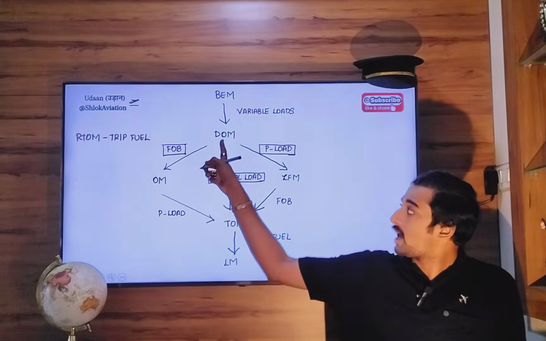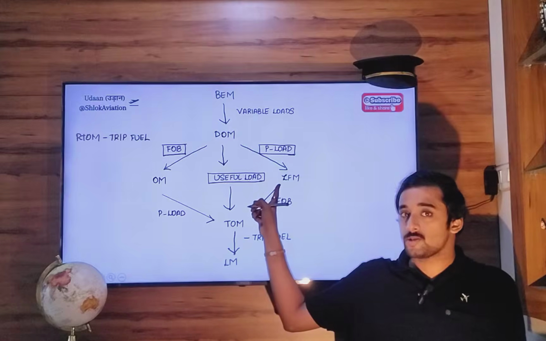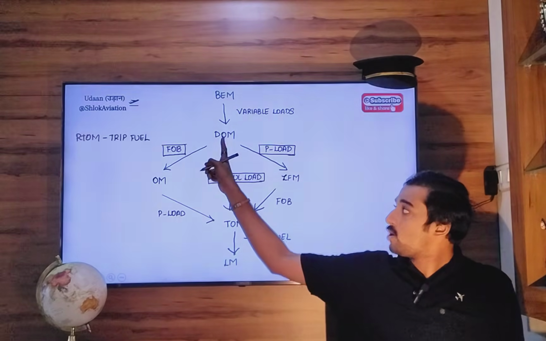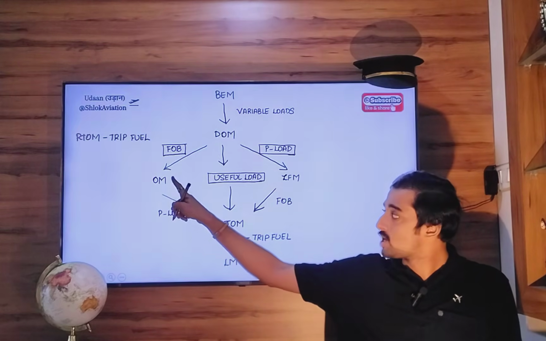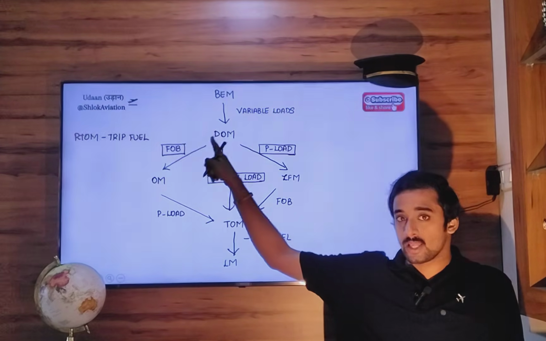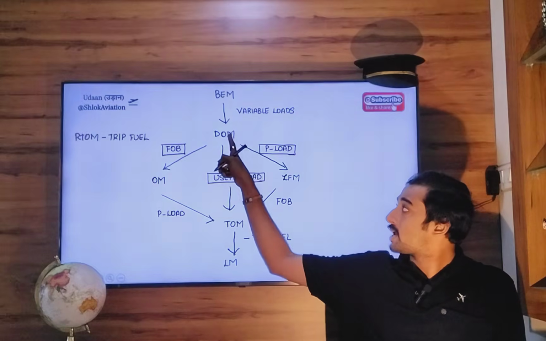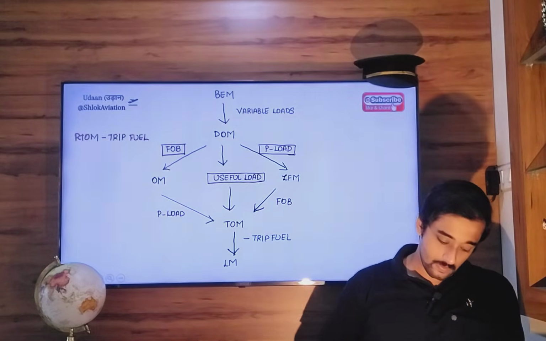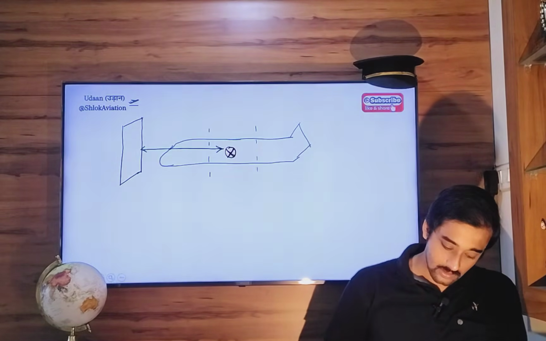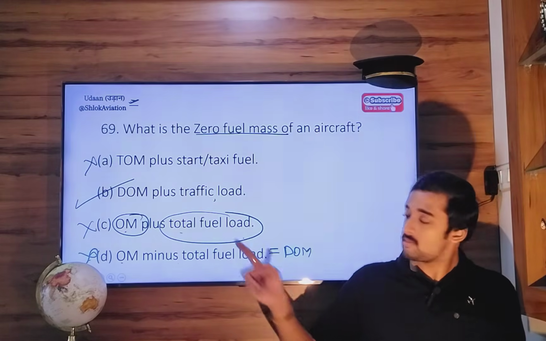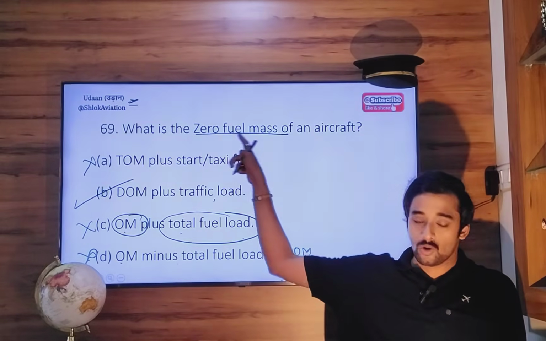Here, dry operating mass plus payload gives you zero fuel mass. Dry operating mass plus fuel gives you operating mass, just the operating mass. So operating mass minus fuel will give you DOM. Okay, so the correct answer is this one. DOM plus traffic load equals zero fuel mass.